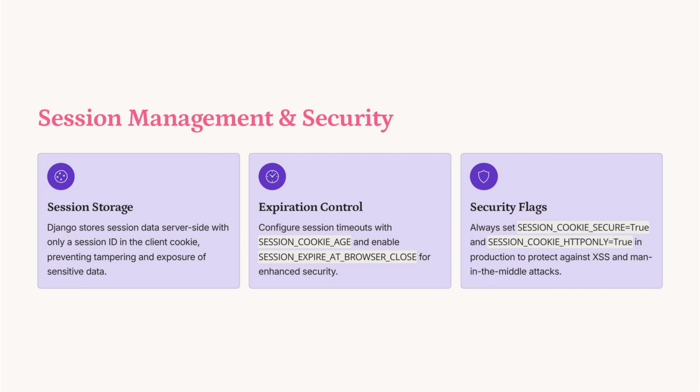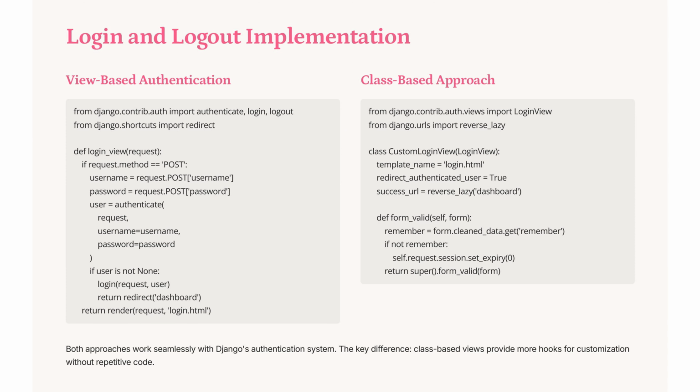Django's session management stores data server-side using a session ID and client cookies to prevent tampering. Control session expiration with SESSION_COOKIE_AGE and SESSION_EXPIRE_AT_BROWSER_CLOSE for security. Set SESSION_COOKIE_SECURE to True and SESSION_COOKIE_HTTPONLY to True in production to guard against cross-site scripting and man-in-the-middle attacks.